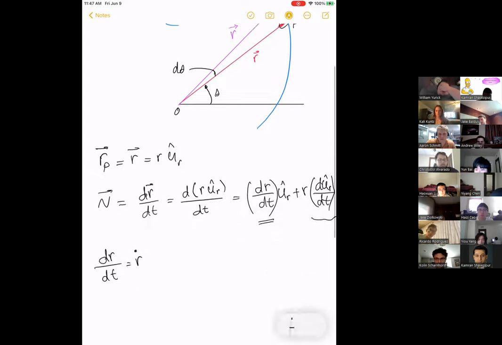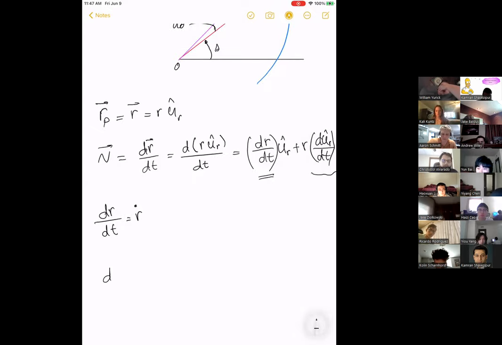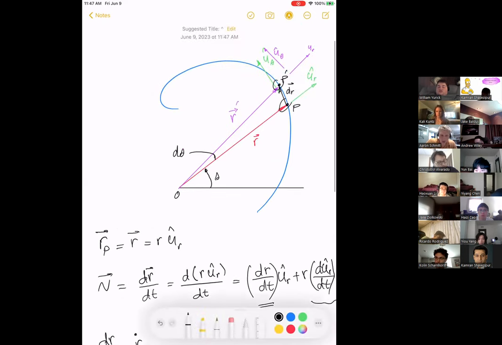Now, I want to see how much that is going to be, right? It's going to be UR prime minus UR, correct? The change of UR. This is the original UR. This is the final UR. There's an angle difference between them of d theta. You guys follow?